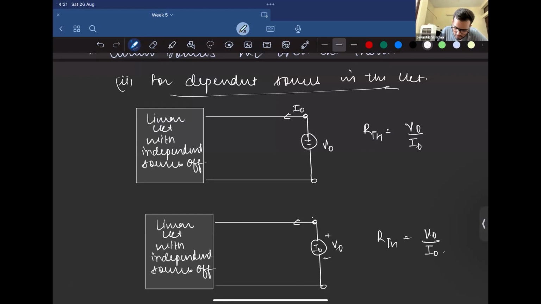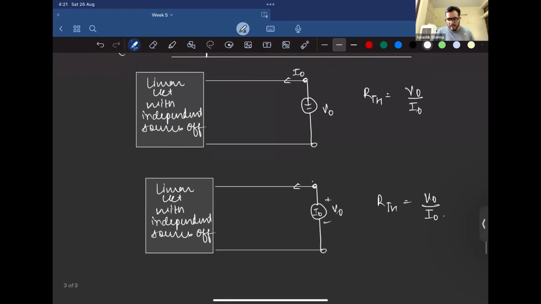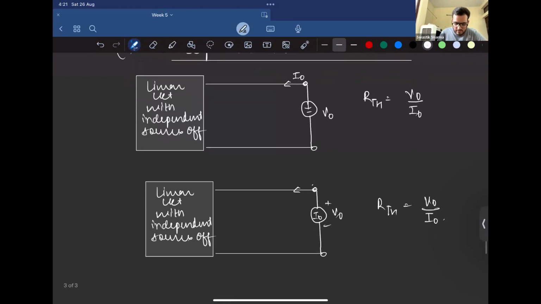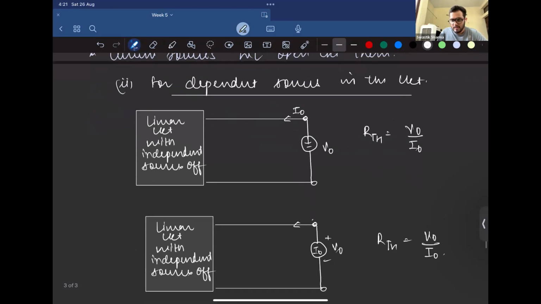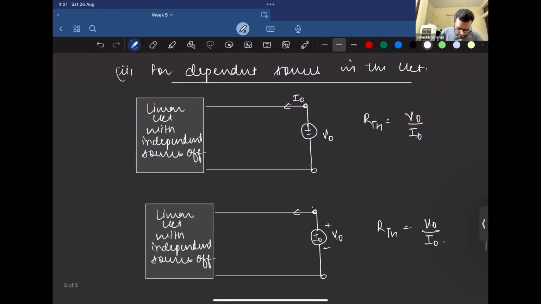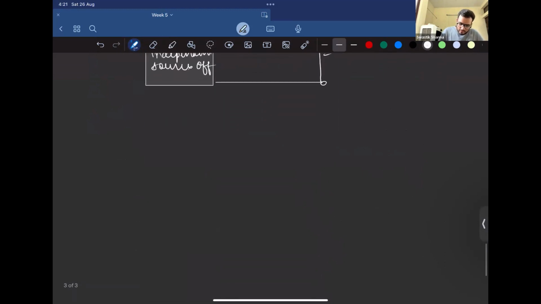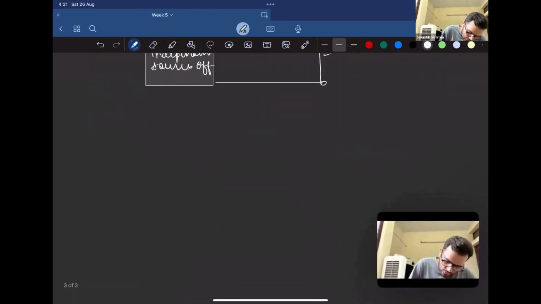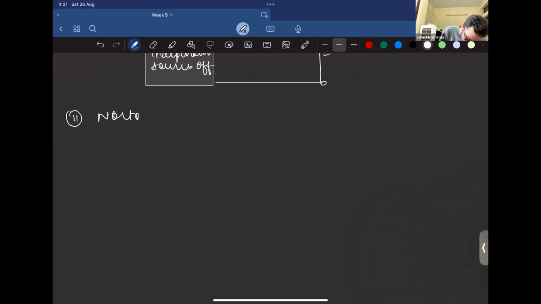Remember, we turn off the independent sources, and then we apply a voltage source at the terminals, or a current source at the terminals, and then we calculate the current or the voltage around it, and then we can easily find the Thevenin's resistance. Okay, so we'll quickly go through Norton as well. Norton is quite similar to it.